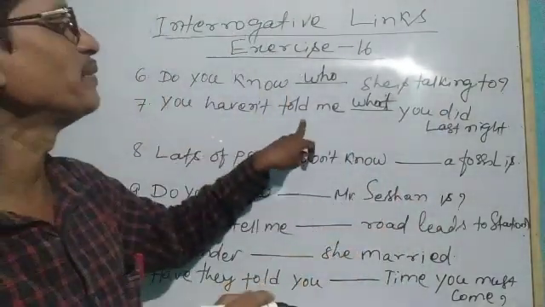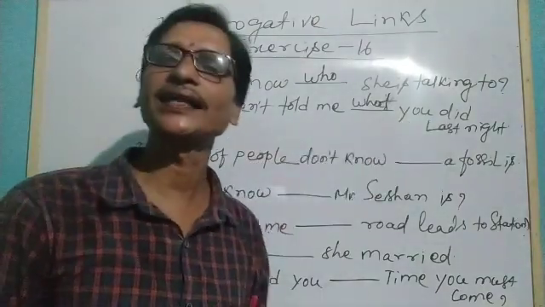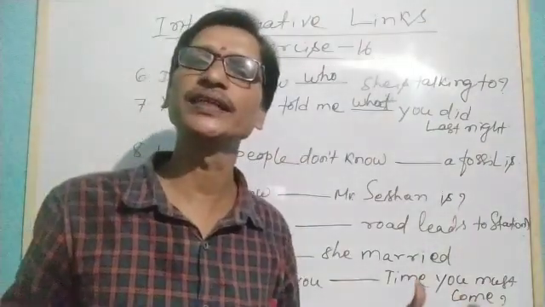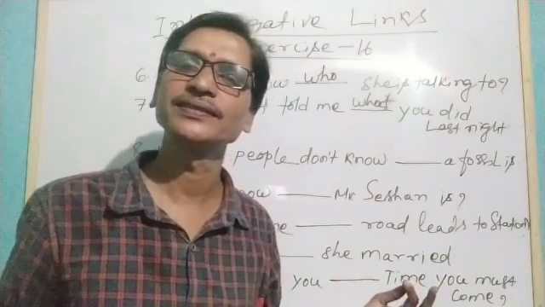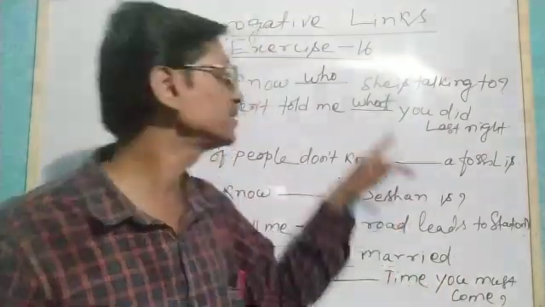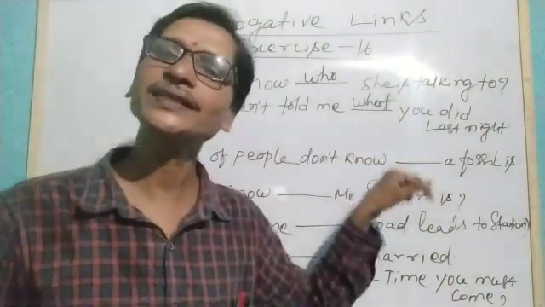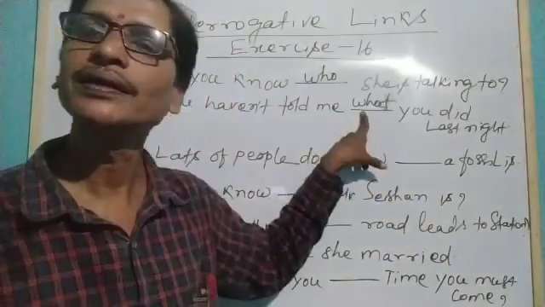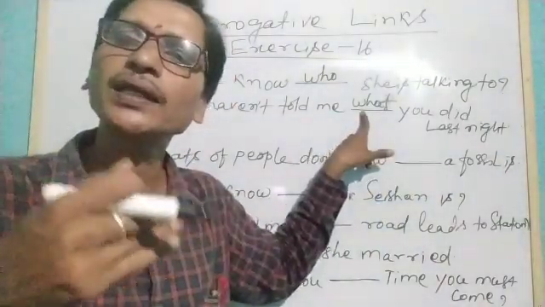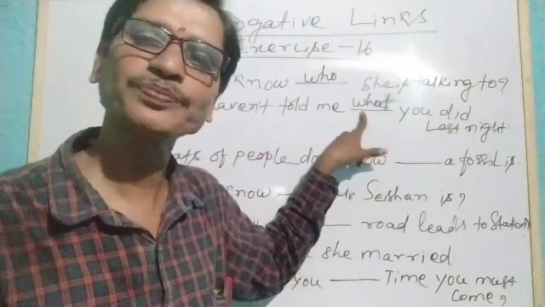You haven't told me what you did last night. What work you did last night? That means the particular work means what you did last night. So here, what is functioning as an interrogative link.